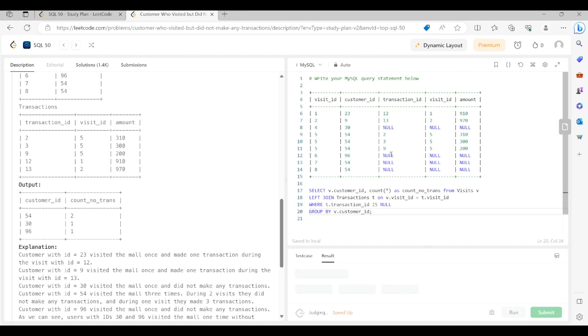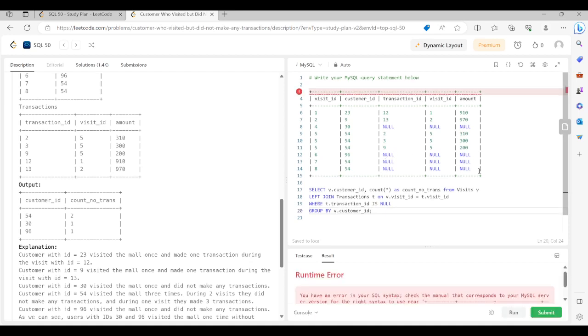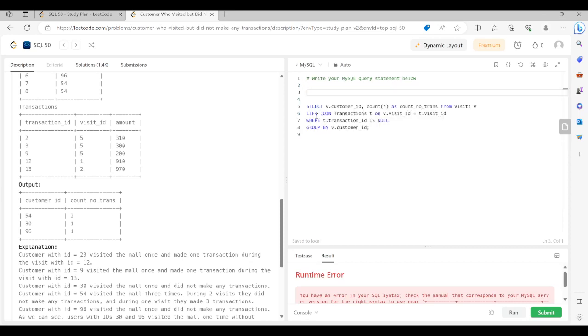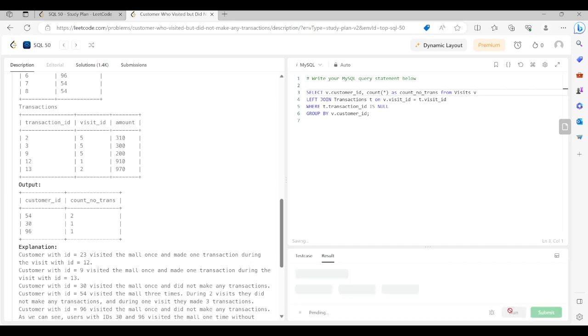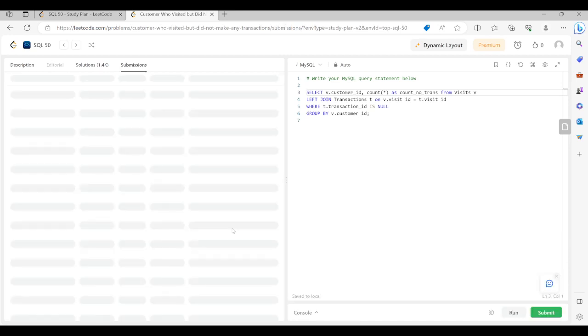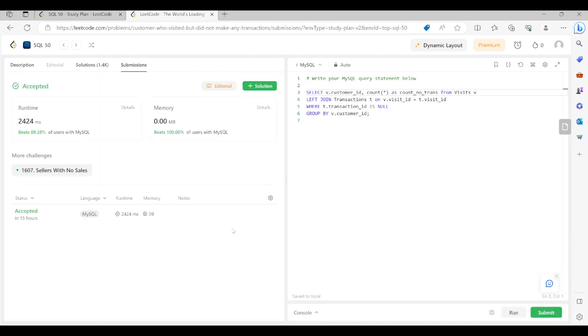Just take out our table for now to run this. Okay, so let's submit. All right, so that is all for today.